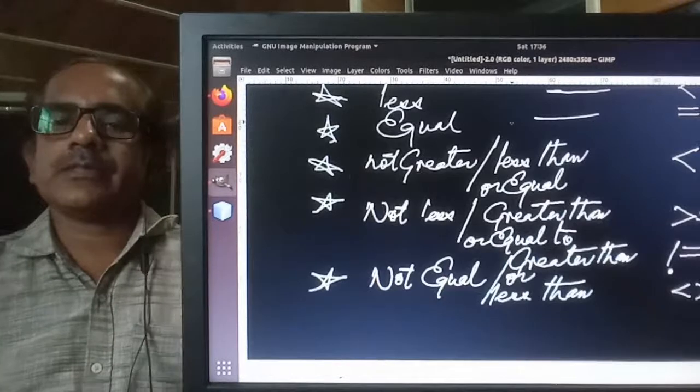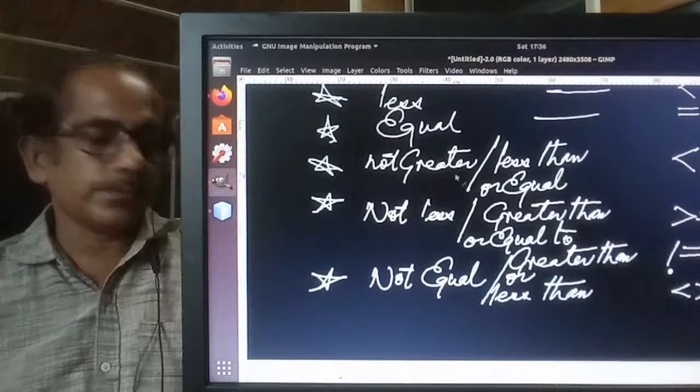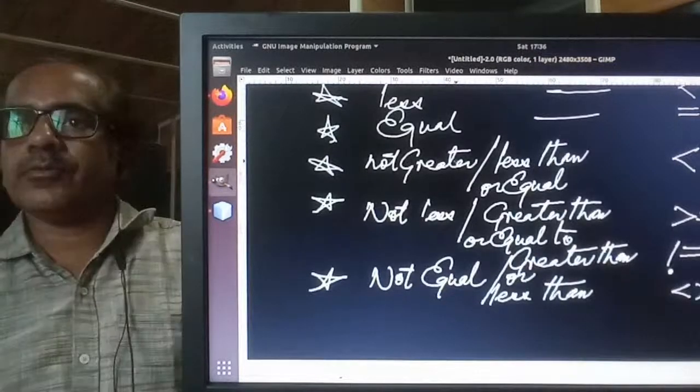Actually I was adjusting the display to make it viewable properly for me also.